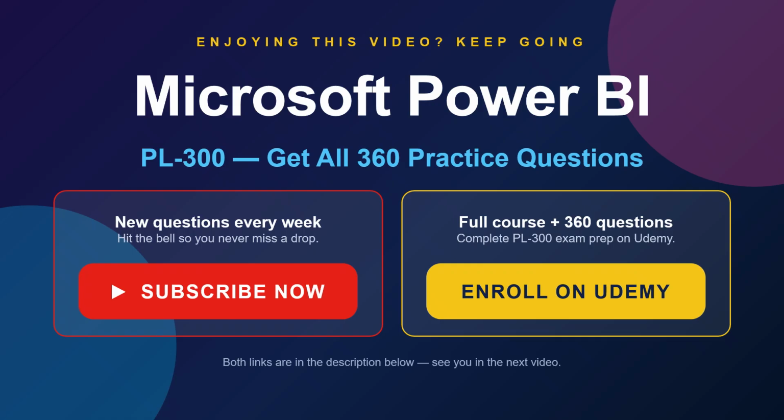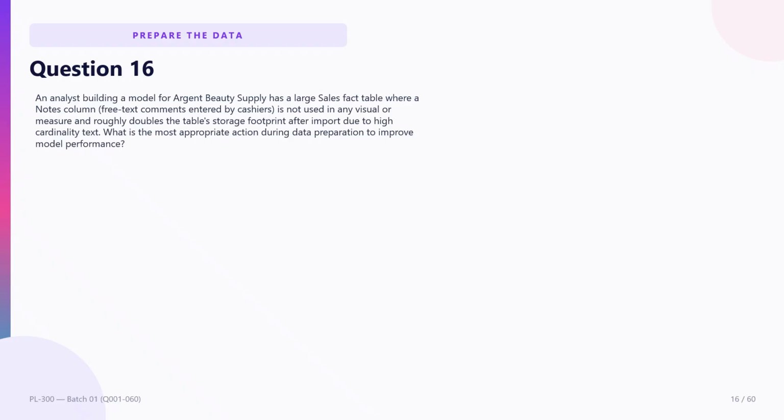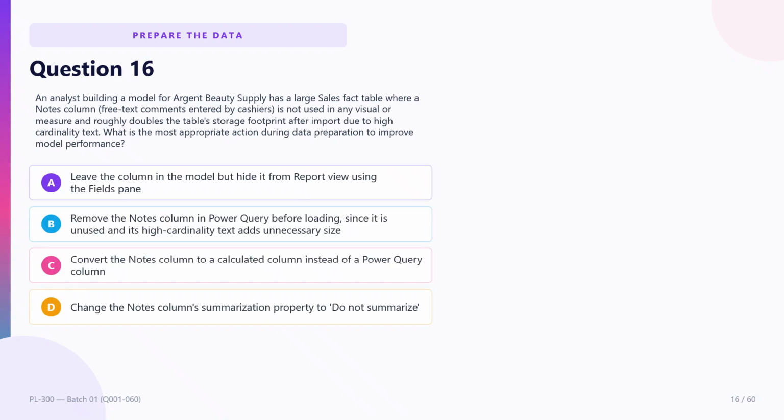Let's continue with the next question. Question 16. Prepare the data. An analyst building a model for Argent Beauty Supply has a large sales fact table where a notes column, free text comments entered by cashiers, is not used in any visual or measure and roughly doubles the table's storage footprint after import due to high cardinality text. What is the most appropriate action during data preparation to improve model performance?